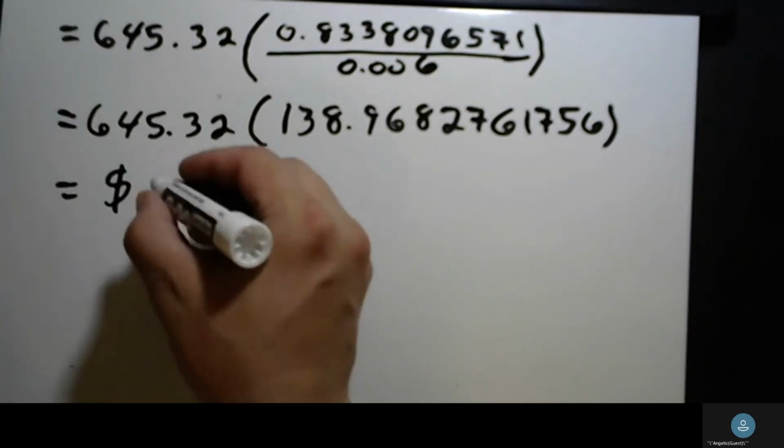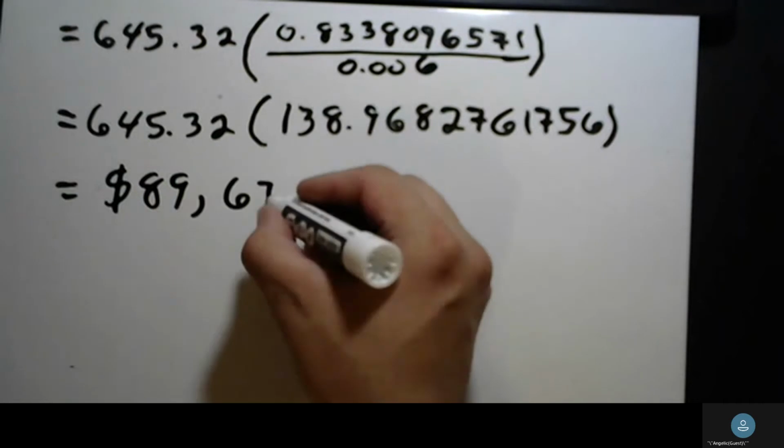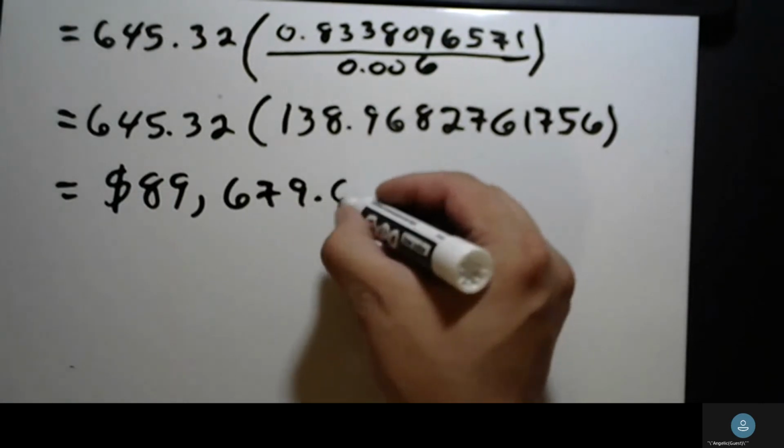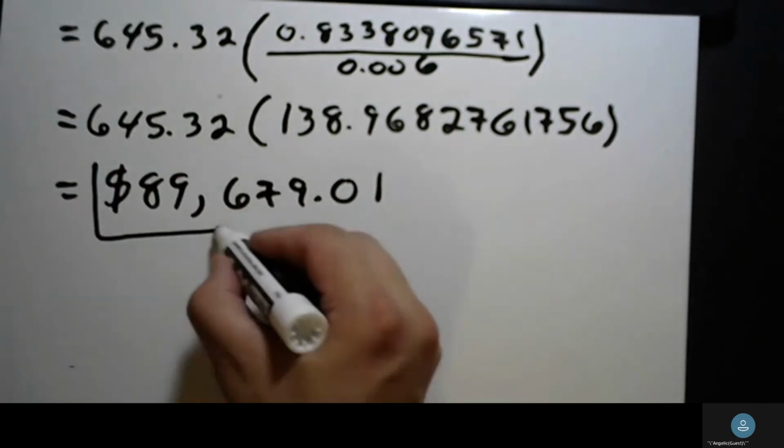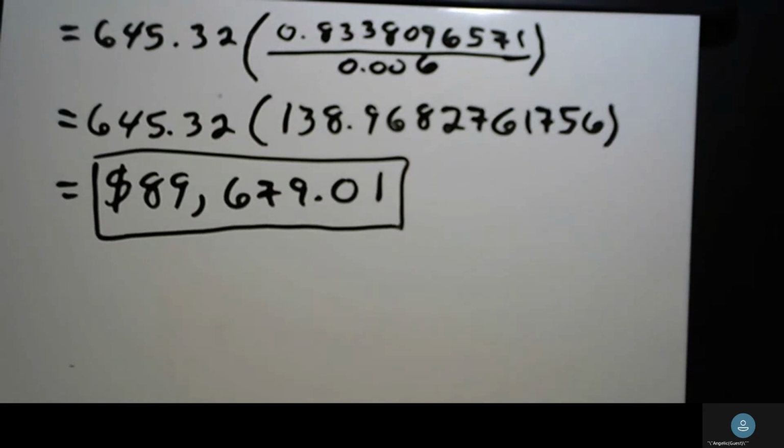It comes out to $89,679.01. Again, rounding to the nearest hundredths place. And so that would be the payoff amount. So any questions about that?